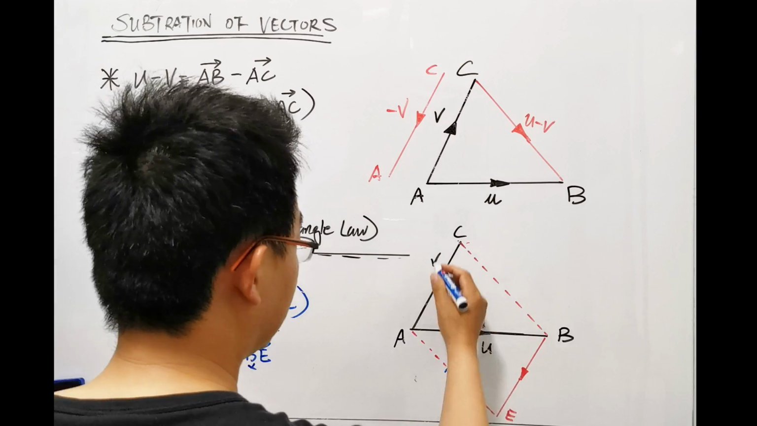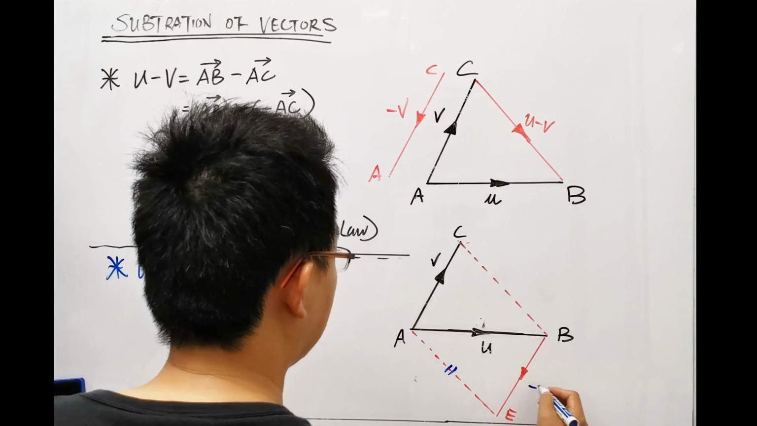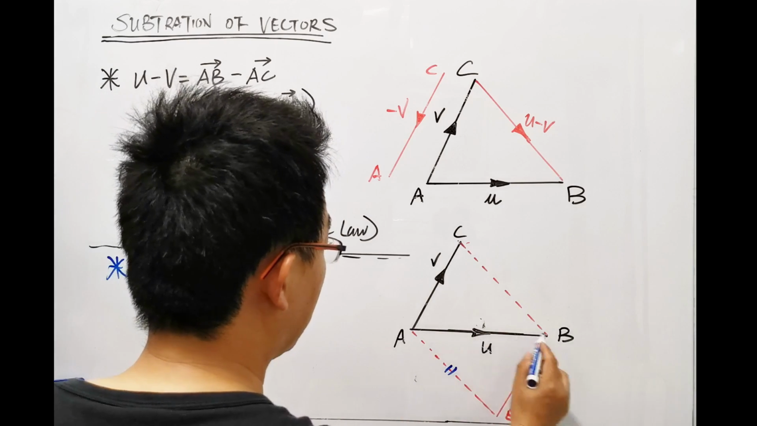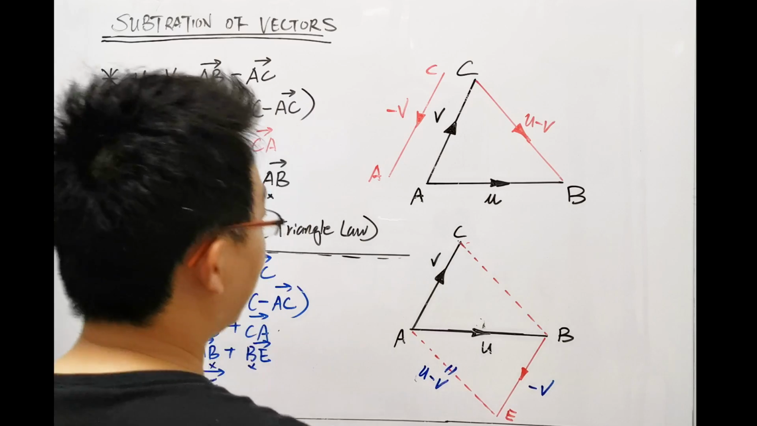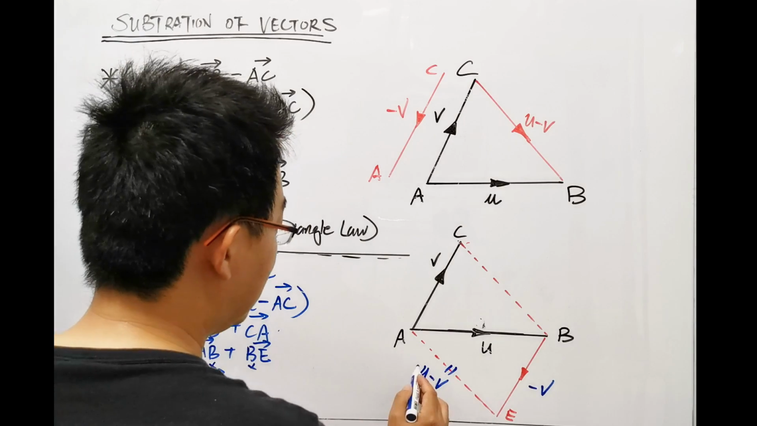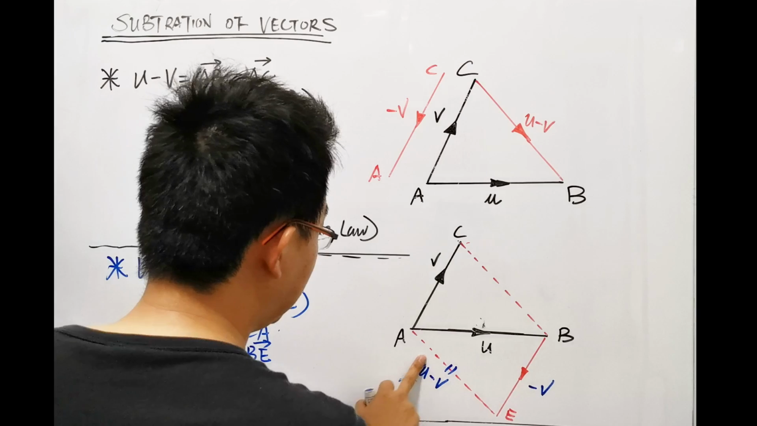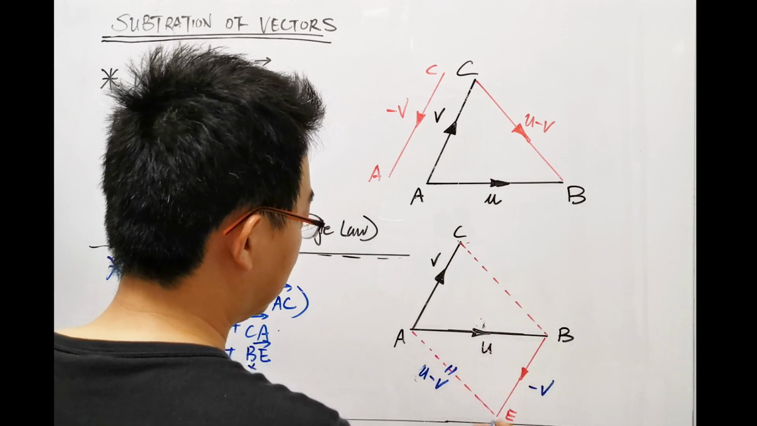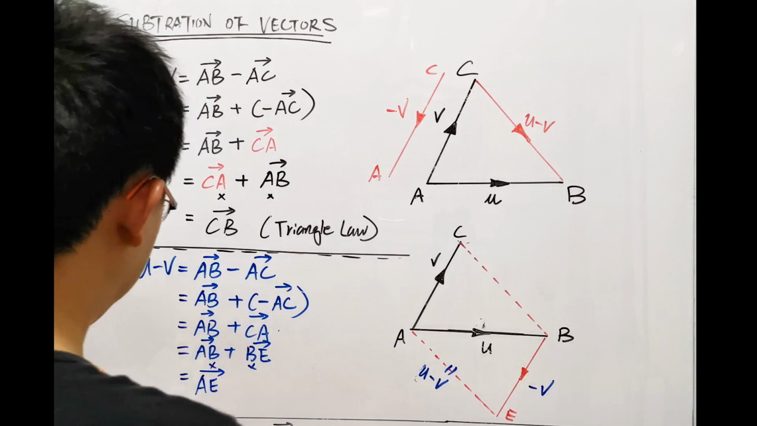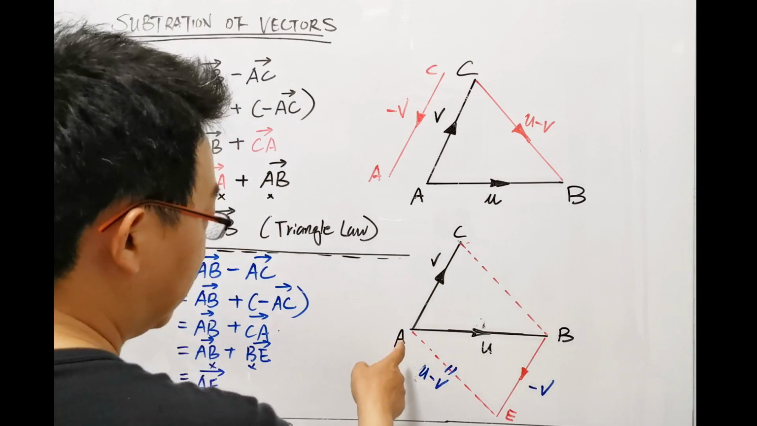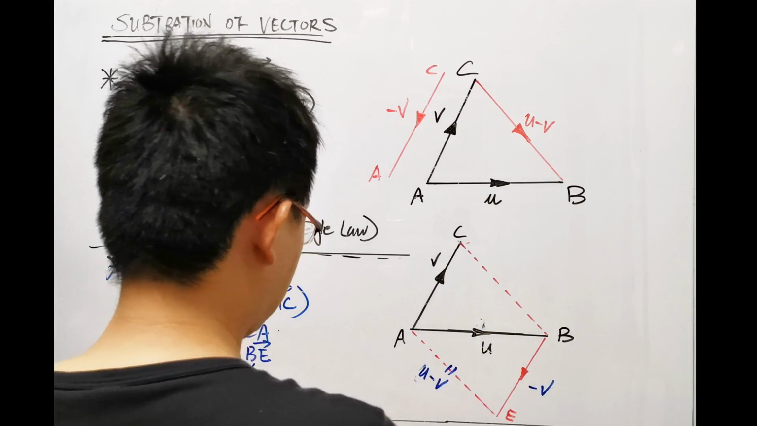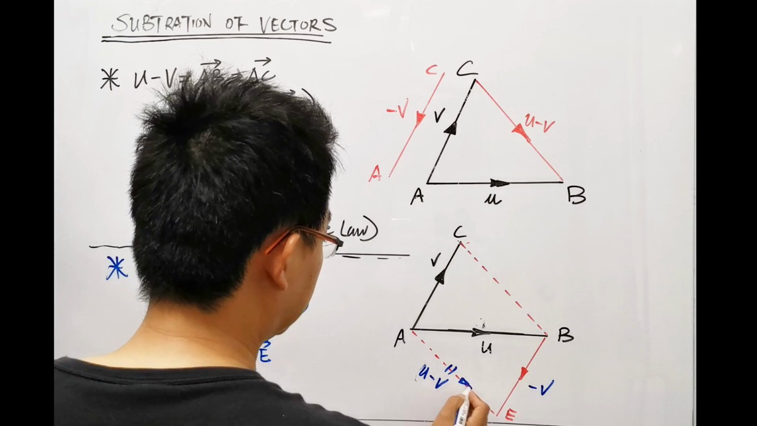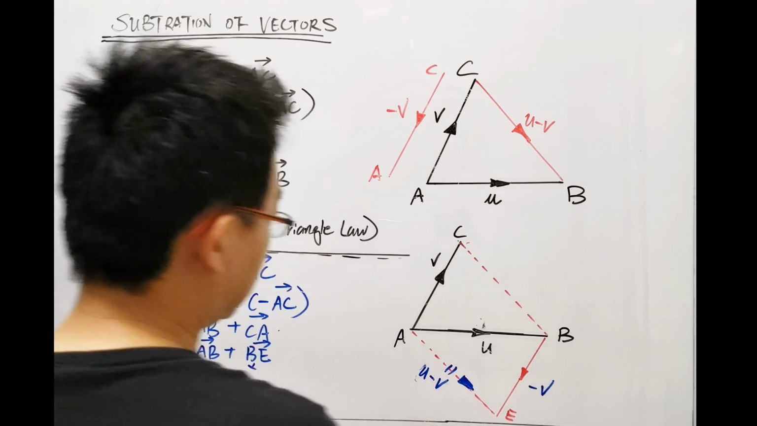AE. So this we put on here because minus V, right? Because this is the opposite direction. So when we join up these two together it becomes U minus V. Okay, and then because AE is equal to this, when we join up this together, we come to AE, so this is the direction, right?